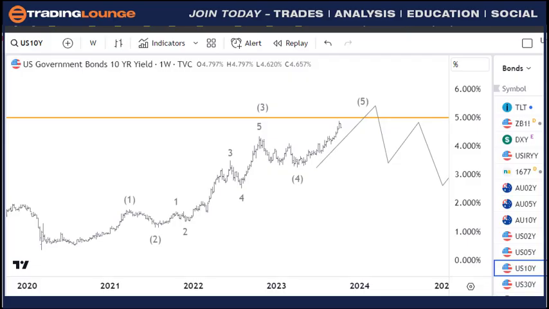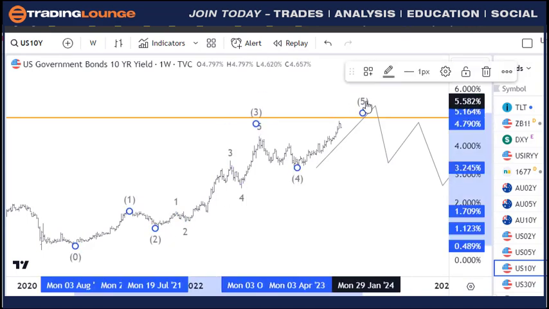Welcome to Trading Lounge and the commodities report, starting with the US 10-year yields here on the weekly chart. Very clear to see 1, 2, 3, 4 and going up for wave 5.